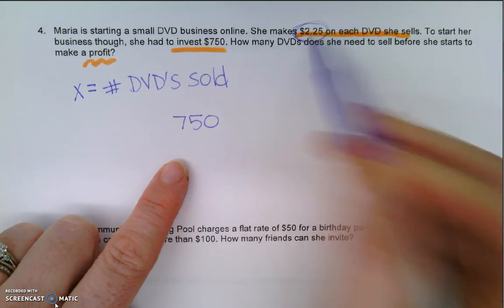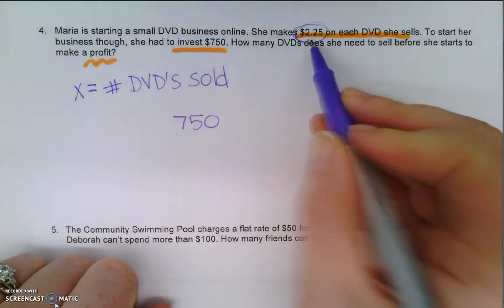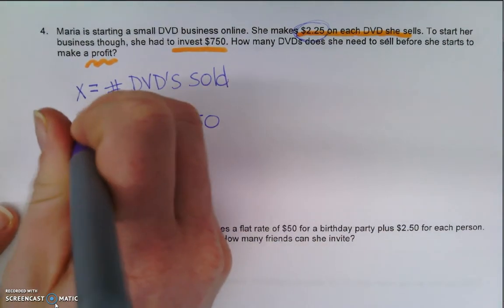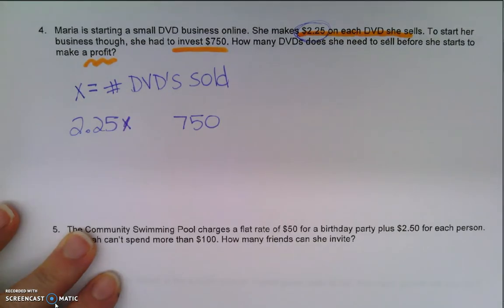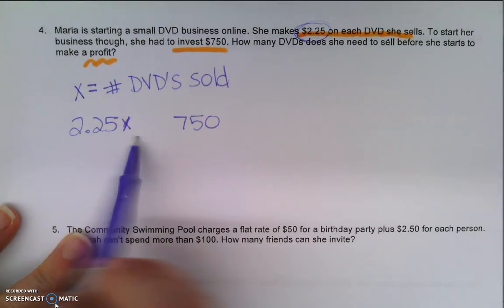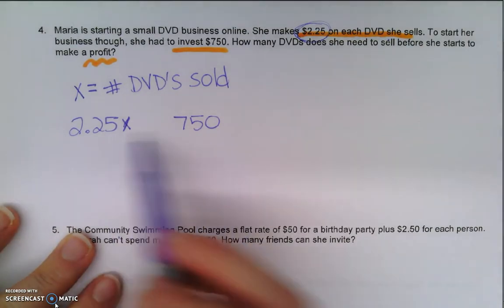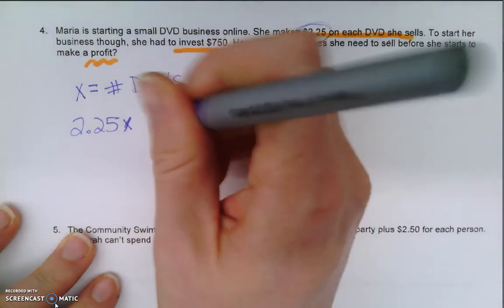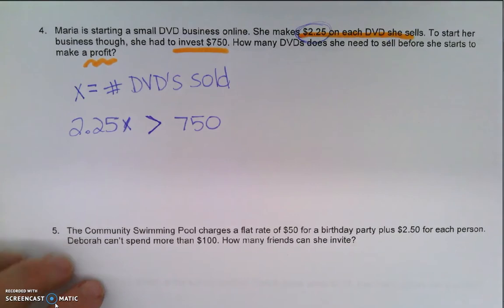We make $2.25. So if we make $2.25 on each DVD and we sell X DVDs, we're making a total of $2.25 times X. And we want to know when this number is greater than that number. If it's equal to, we're not making any profit yet. We're just breaking even. We're not making any money. So we want to know when this number is bigger. So let's take a look.